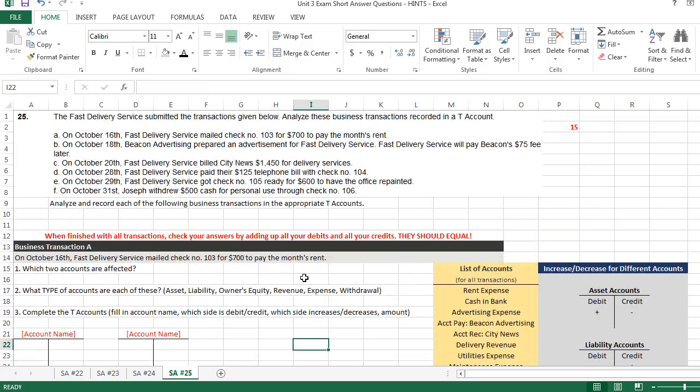And you should be good to go. So when you're completed with this short answer portion of the exam, make sure you submit it to the correct Dropbox. And also, if you haven't already, make sure you've completed the multiple choice true-false portion of the exam as well.